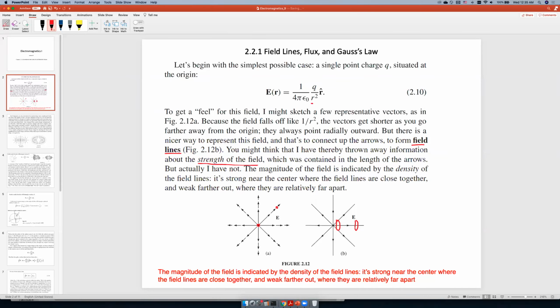The strength of the electric field becomes the density of the field lines. That's the connection between strength and density of electric field lines. The magnitude of the field is indicated by the density of the field lines. It's stronger near the center, where the field lines are closer together, and weaker further out, where they are relatively far apart. So that's a definition or introduction of field lines.